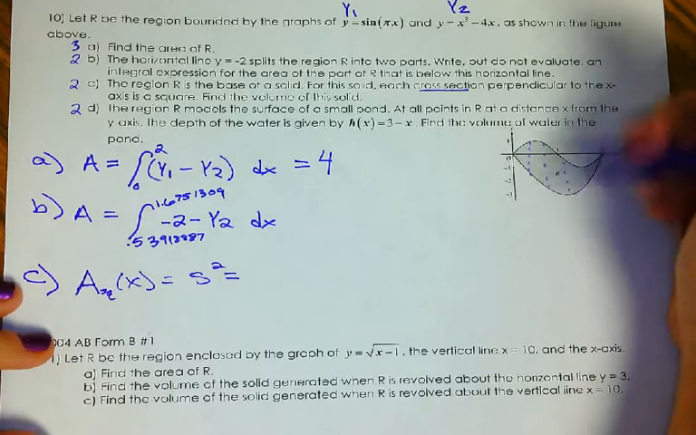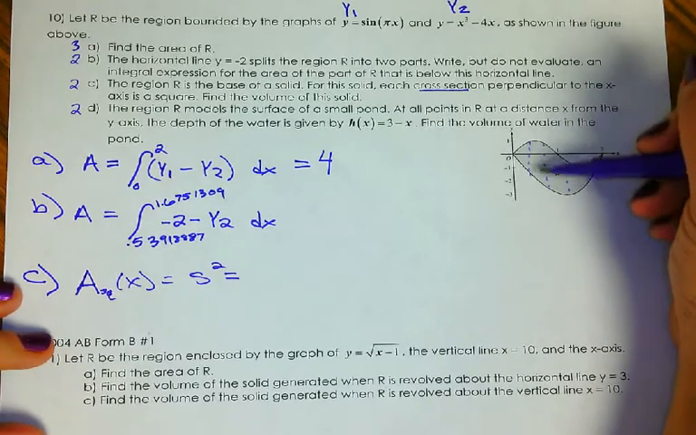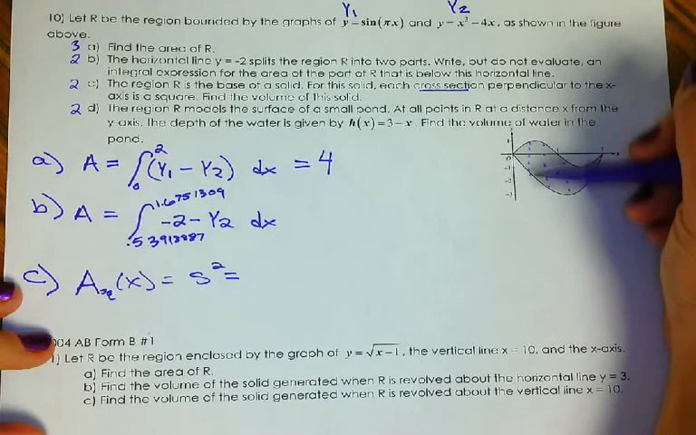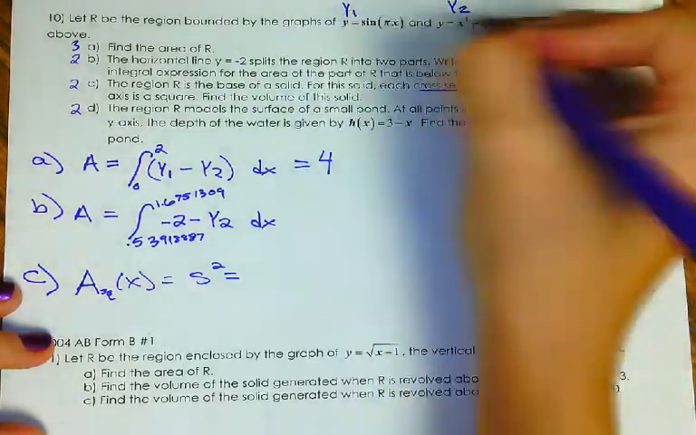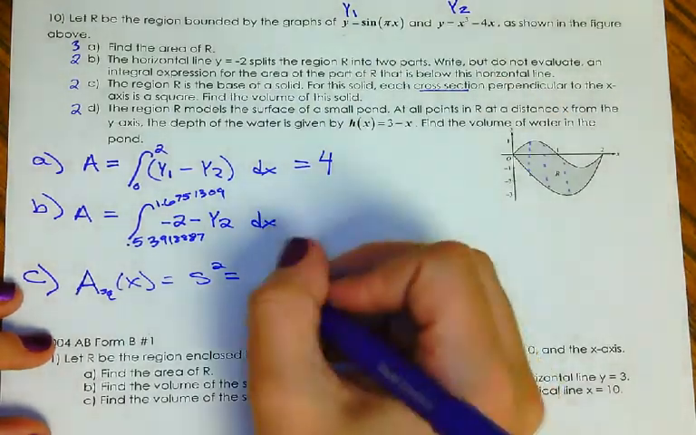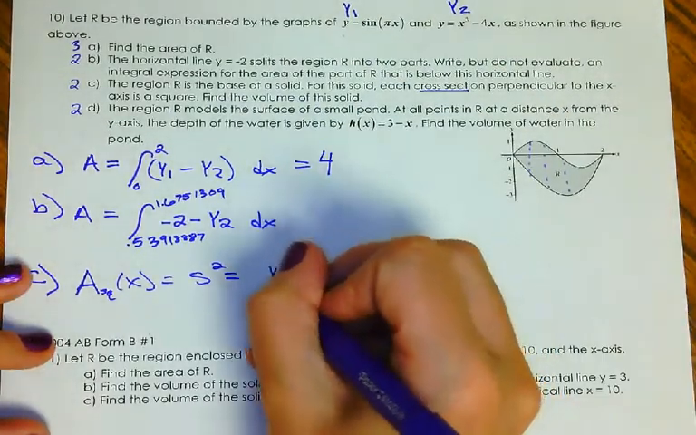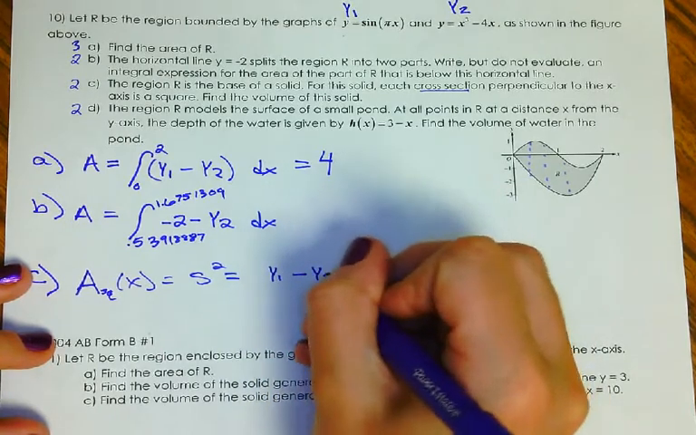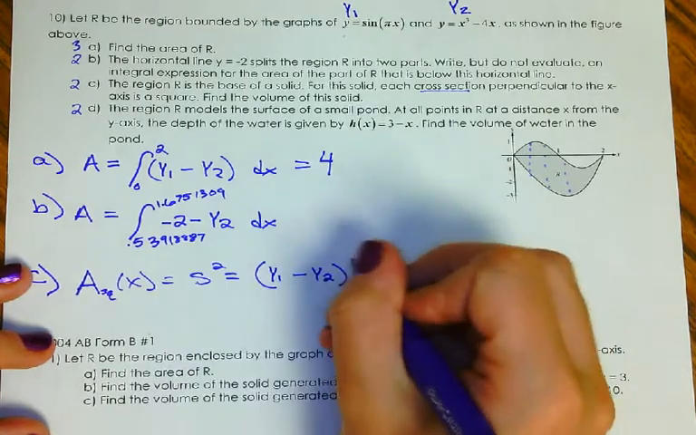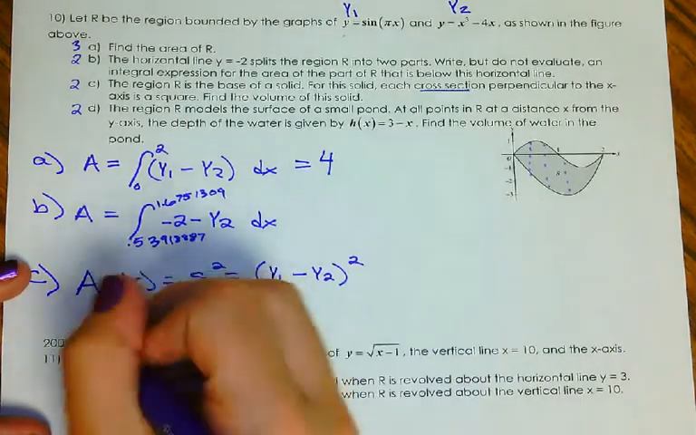So in my sketch, the side length is going to be this top curve minus the bottom curve. So again, that's my y1 minus y2. I almost like it better when they call it f of x and g of x, but for me that's going to be my y1 minus y2. Okay, that's going to be that. So that's the s, and I need to square it.